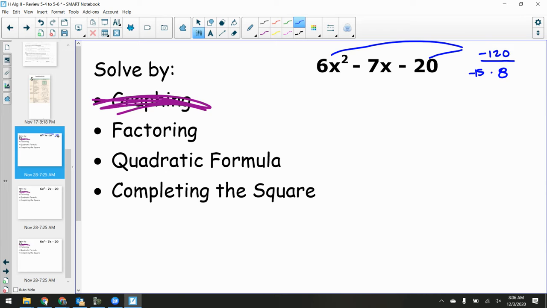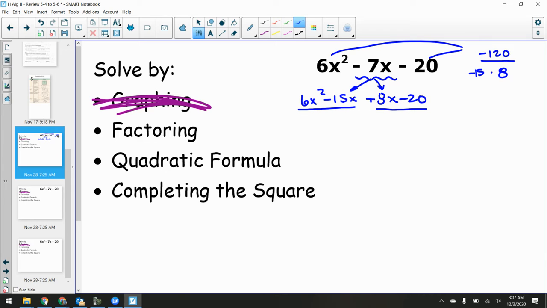So what I can do here is rewrite my middle term and say 6x squared minus 15x plus 8x minus 20. I factor by grouping now. Remember, what did I do there? I just left my first term and my last term the same. I rewrote my middle term into those 2 factors. And now I factor by grouping.